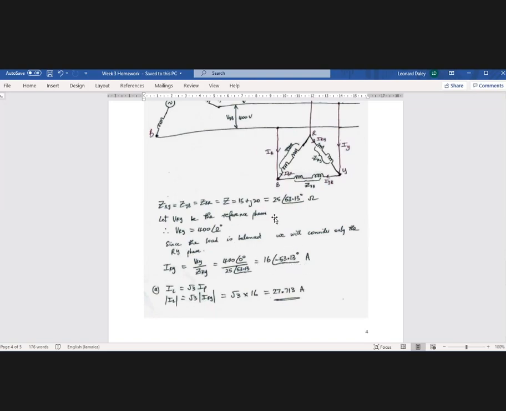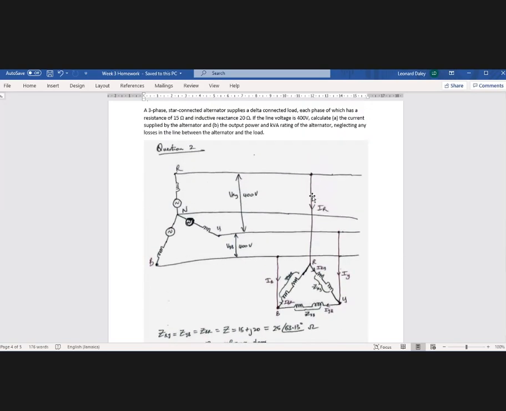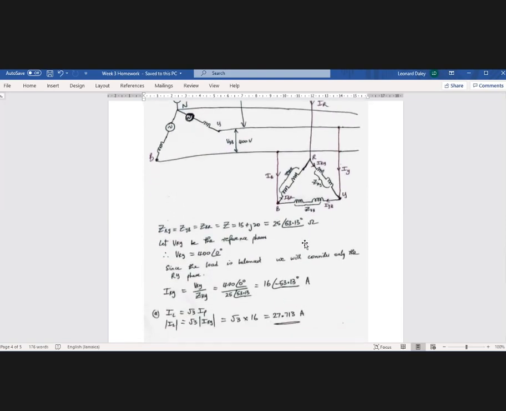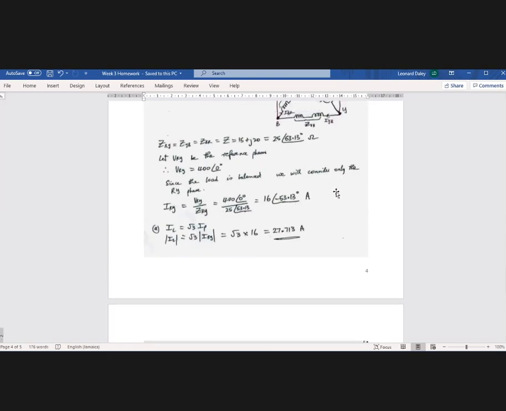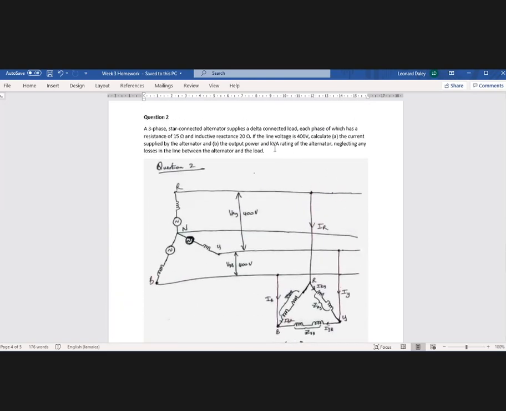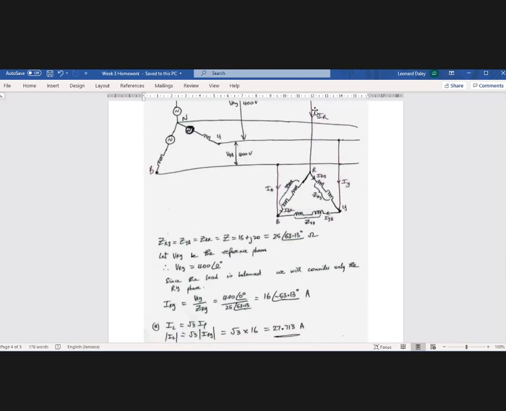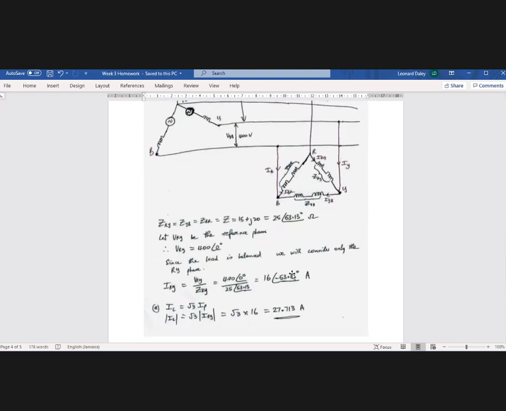That would be the phase current, but the current supplied by the alternator would be a line current, coming down on the line here, IR. I only need the magnitude because they asked for the line current supplied by the alternator. They weren't asking specifically for what each phase was doing. Each phase has the same magnitude, but they would be at different angles.